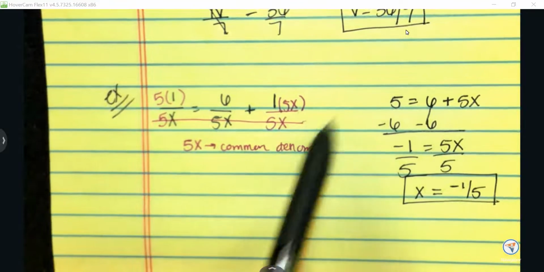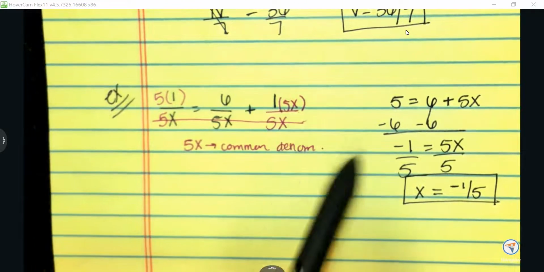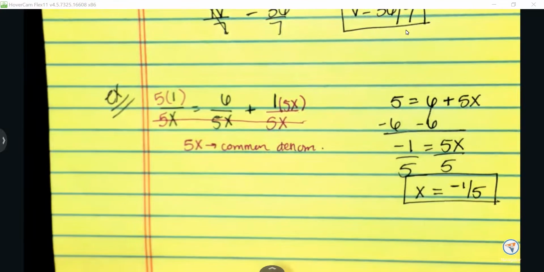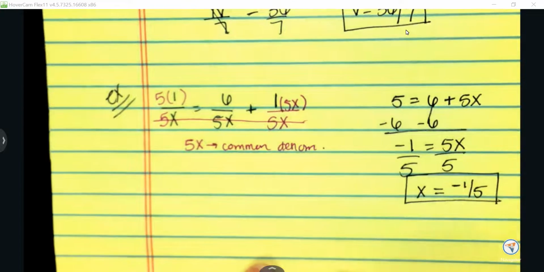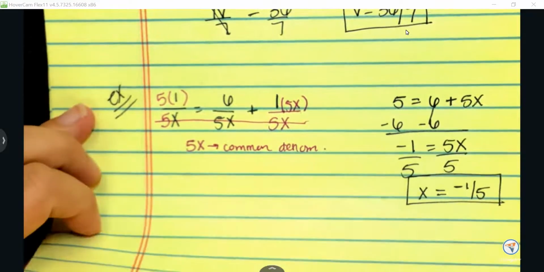This is the only new step, finding a common denominator for all 3 pieces, okay? Let's do one more, and then if you understand, you can start working, and if you don't, we'll do another one, okay? All right.